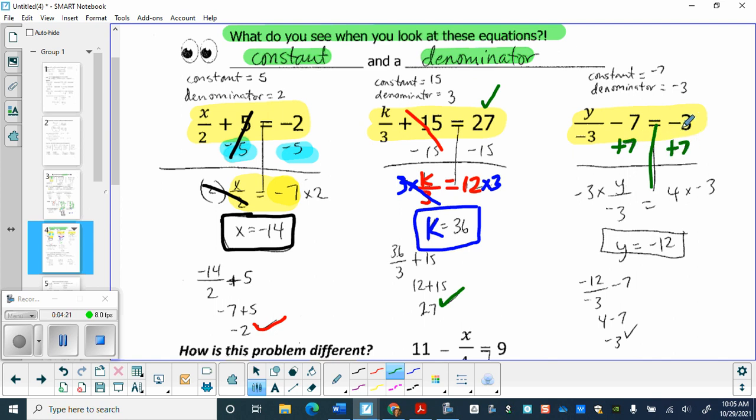Now negative 3 plus 7 is where I get this 4. And this cancels out, and I simply bring down the y over the negative 3. And because I see a denominator, which is a division thing, the opposite of dividing by negative 3 would be this times negative 3 right here.